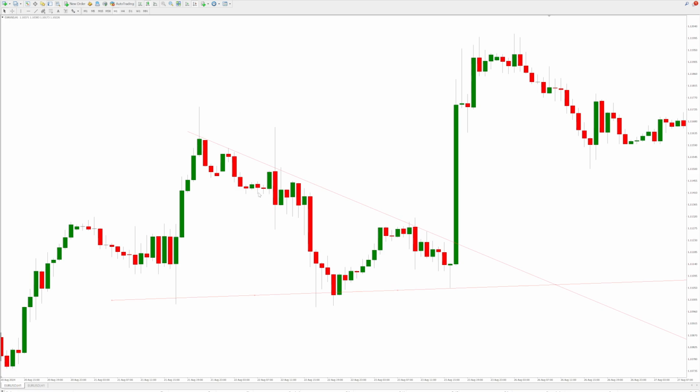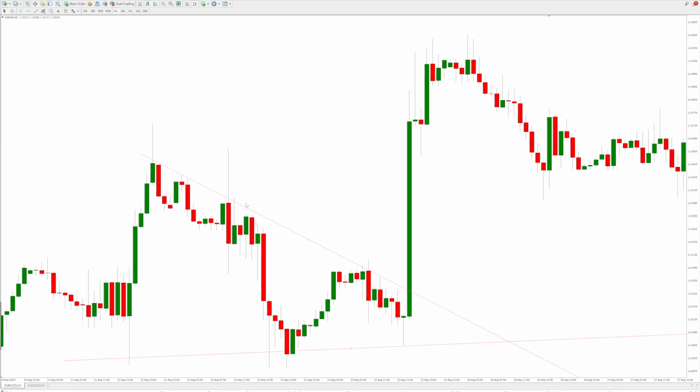First thing you need to do is to mark off support and resistance on your charts. As you can see, I've already done that here. I've marked lower highs for the resistance and higher lows for the support. And as you can see, where these two lines join, it forms a wedge pattern. Hence the name falling wedge.